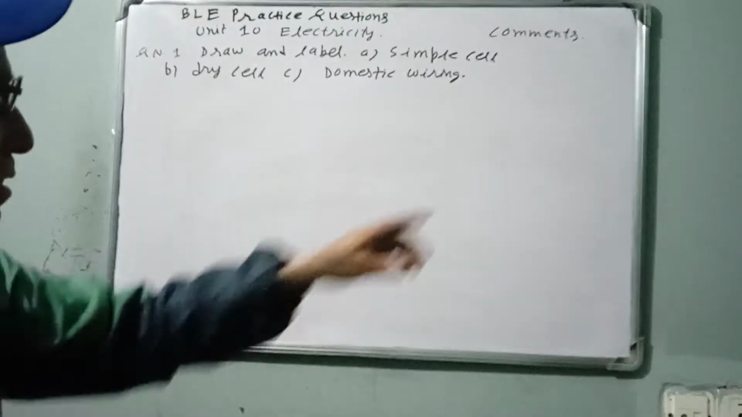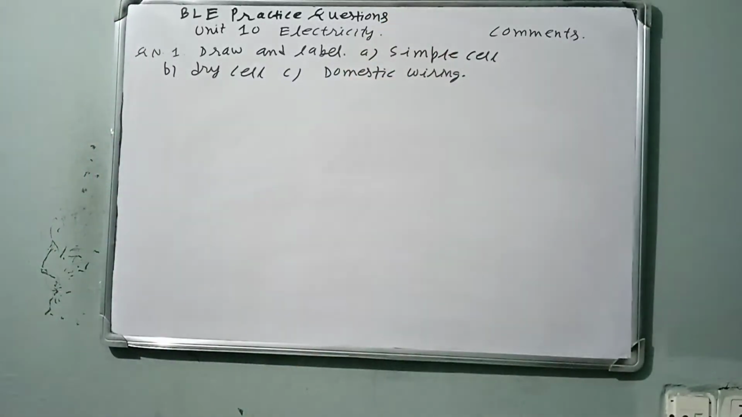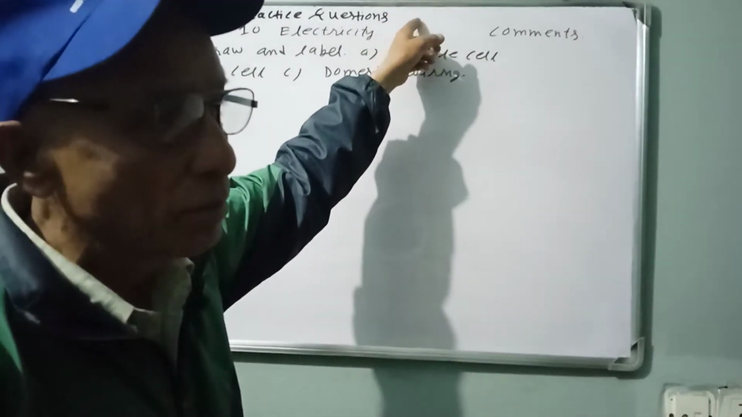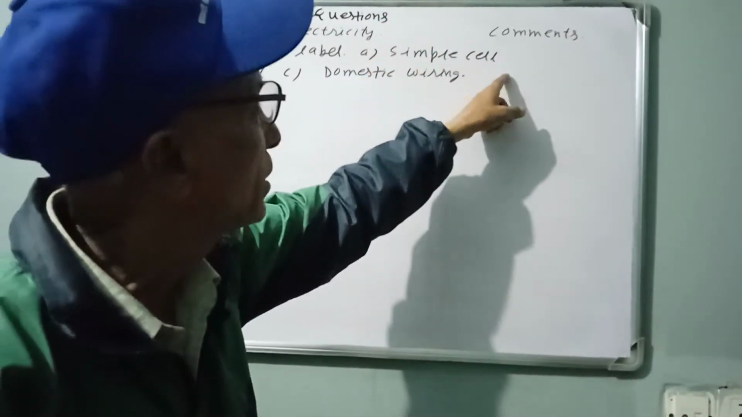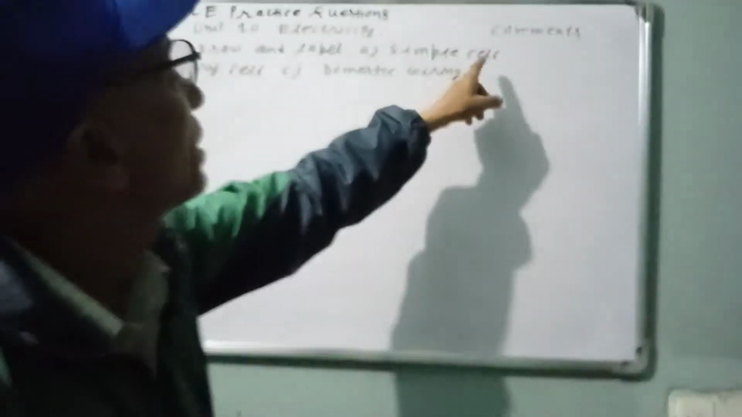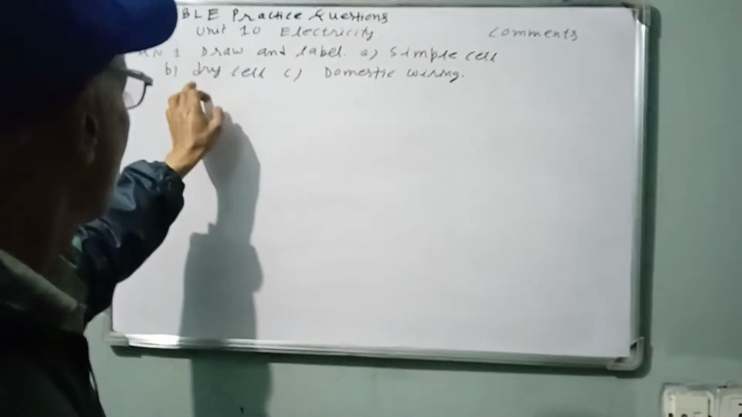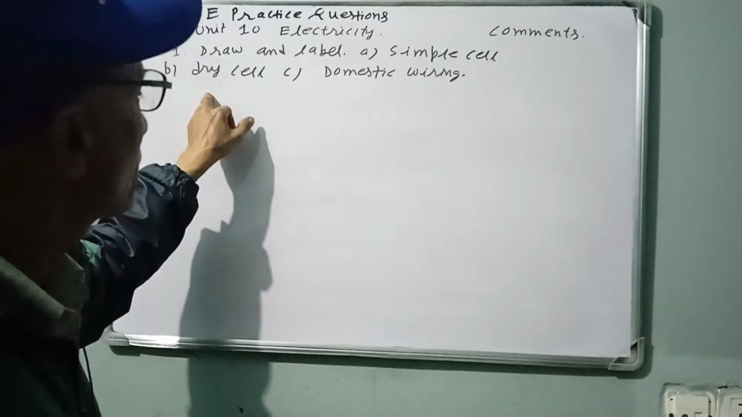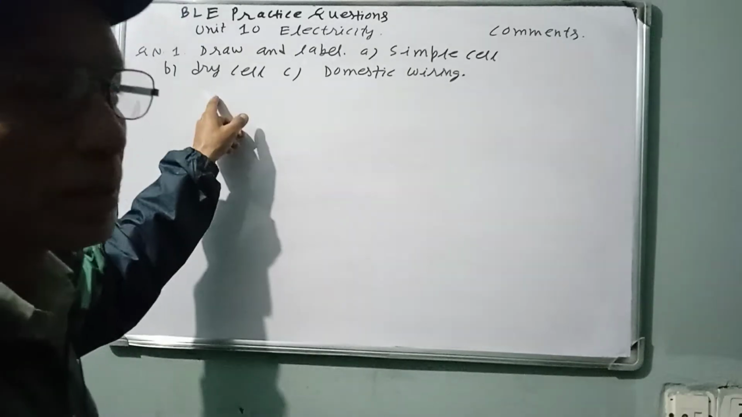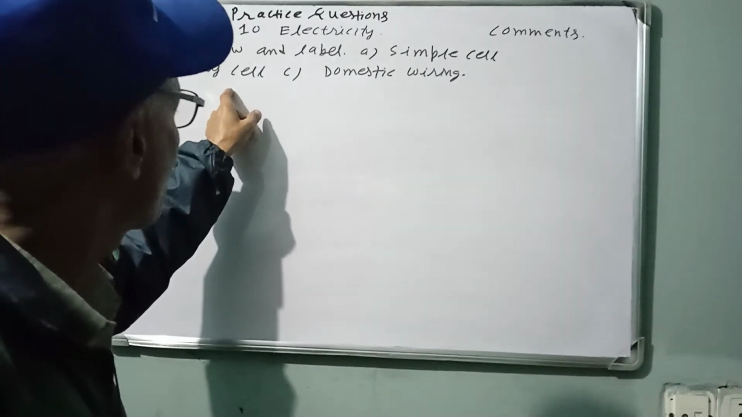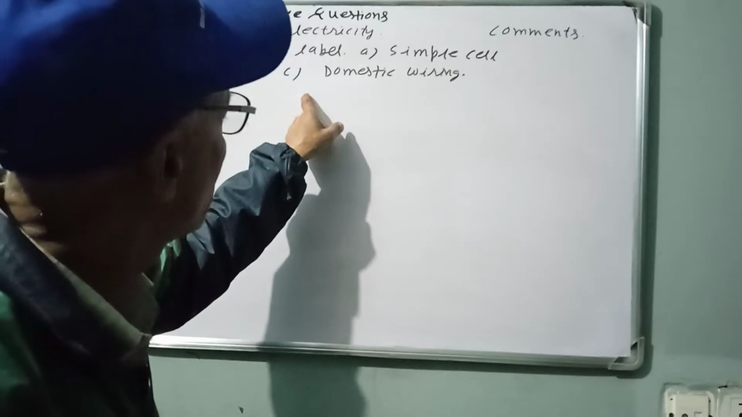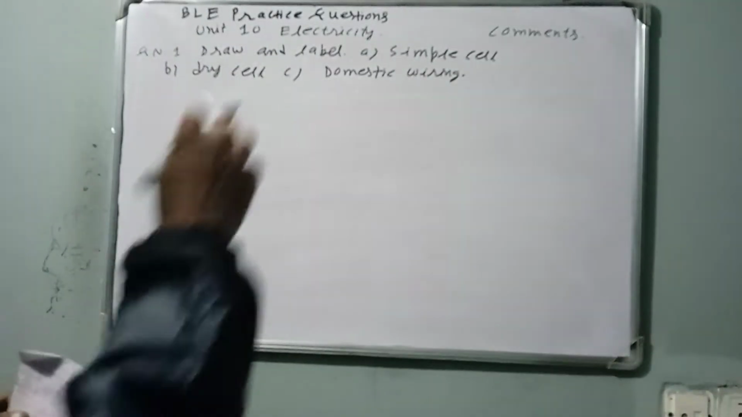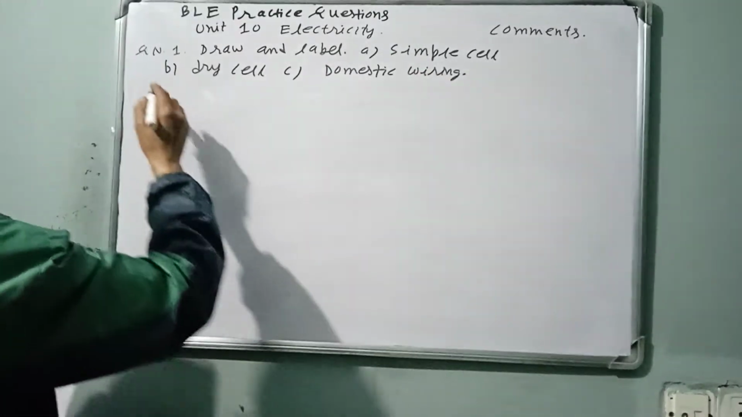After drawing a simple cell, you have to write down the names of the parts: voltmeter, zinc plate as negative, copper plate as positive, and dilute sulfuric acid as electrolyte. Dry cell: ammonium chloride as electrolyte, carbon rod and zinc as electrodes, and manganese dioxide or potassium dichromate as a depolarizer. Domestic wiring: after drawing, you have to name some of the electrical appliances.